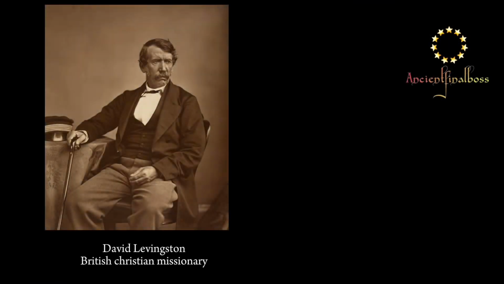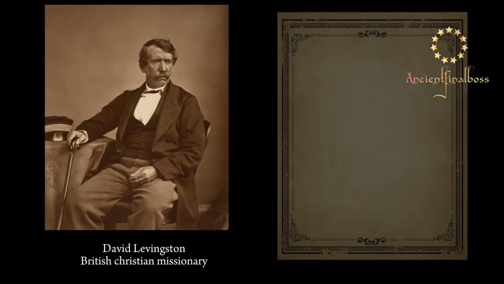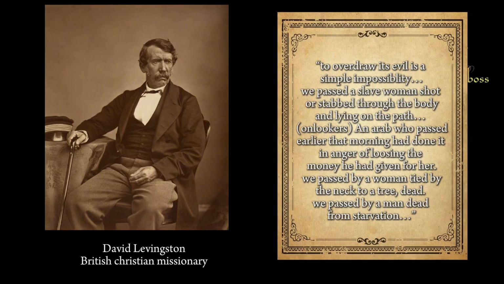David Livingstone, a Christian British missionary, stated, "To overdraw its evilness is simply impossible. We passed a slave woman shot or stabbed through the body and lying on the path. Onlookers said that an Arab who had passed earlier that morning had done it in anger at losing the price he had given for her because she was unable to walk any longer. We passed a woman who was tied by the neck to a tree and dead. We came upon a man dead from starvation."